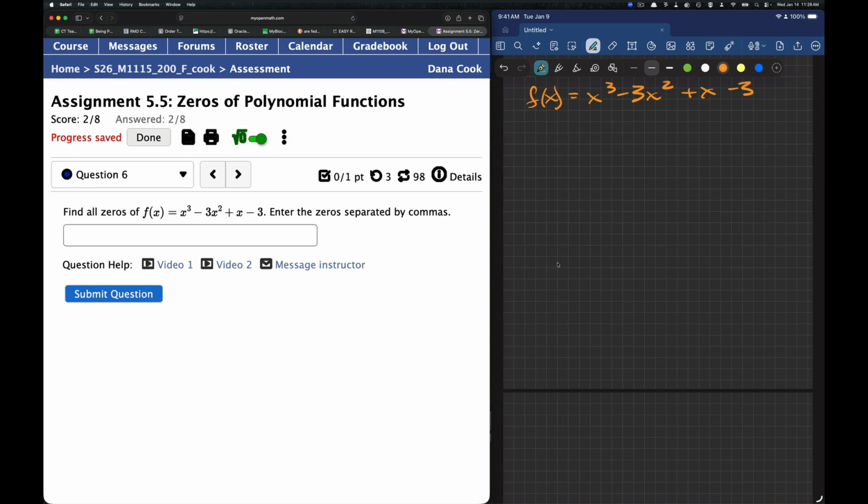So we're tasked to determine the zeros of the polynomial function f of x equals x cubed minus 3x squared plus x minus 3. Enter the zeros separated by commas. We'll do that at the end.